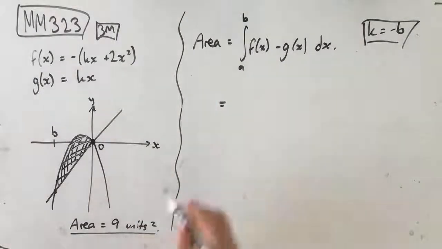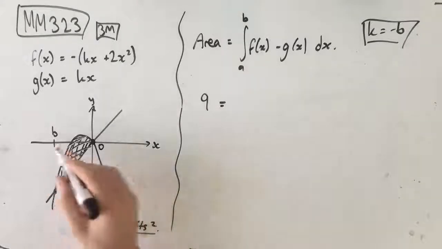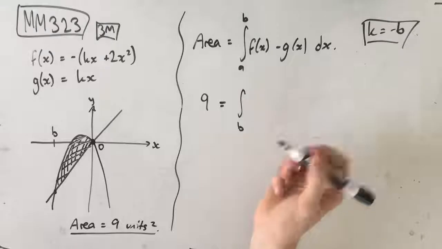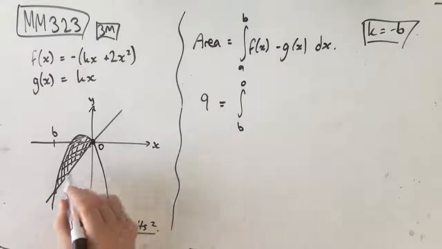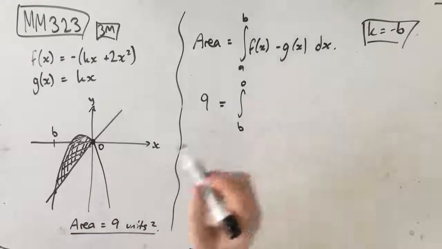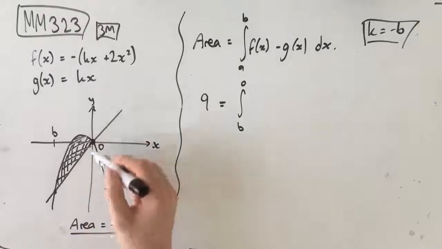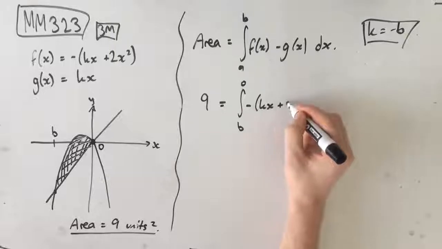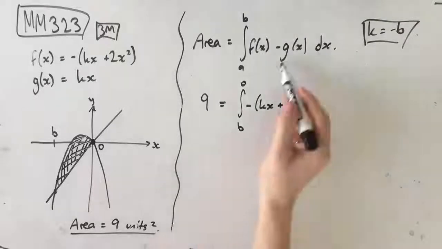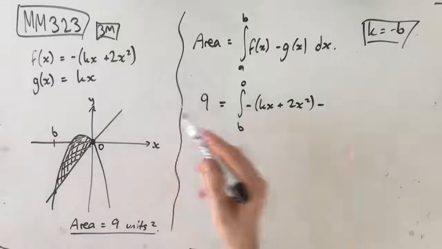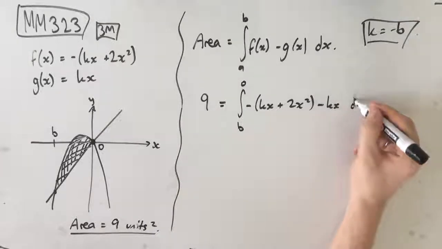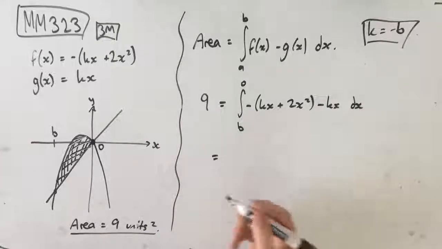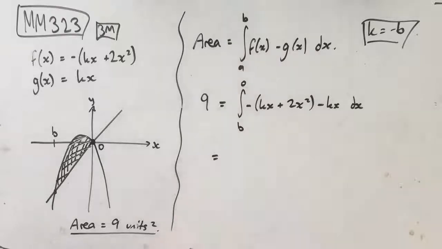Now, our area we know is 9, right? So we know that our area is 9 square units. We know that our lower terminal is b, and our upper terminal is 0, because it's between b and 0. Now, our top function is our parabola, which is our f of x. So we get negative kx plus 2x squared minus our bottom, which is kx, dx. Awesome. And now we can just evaluate this, and we'll see as we go how we can integrate our k equals negative b into this.